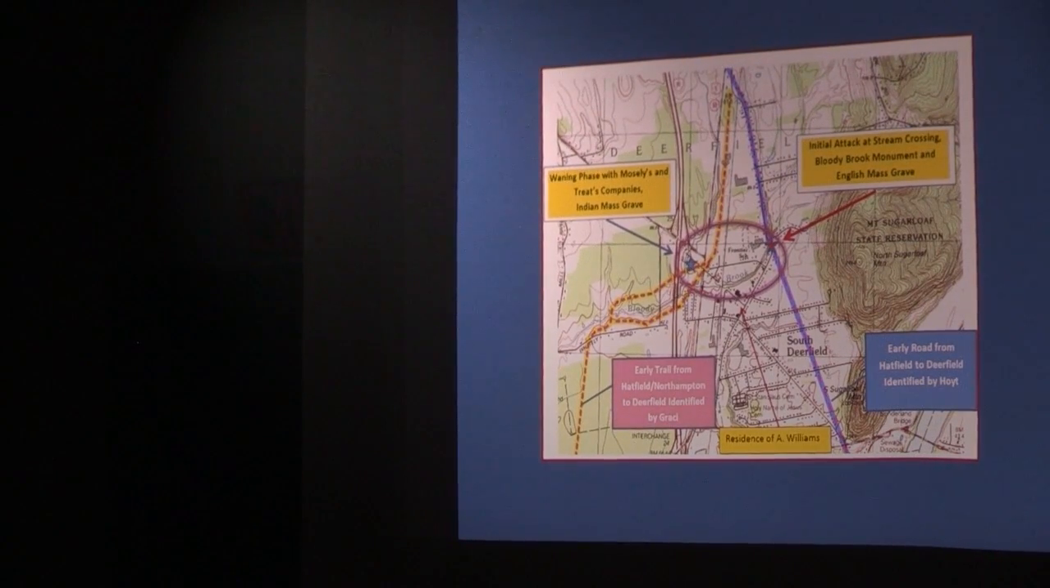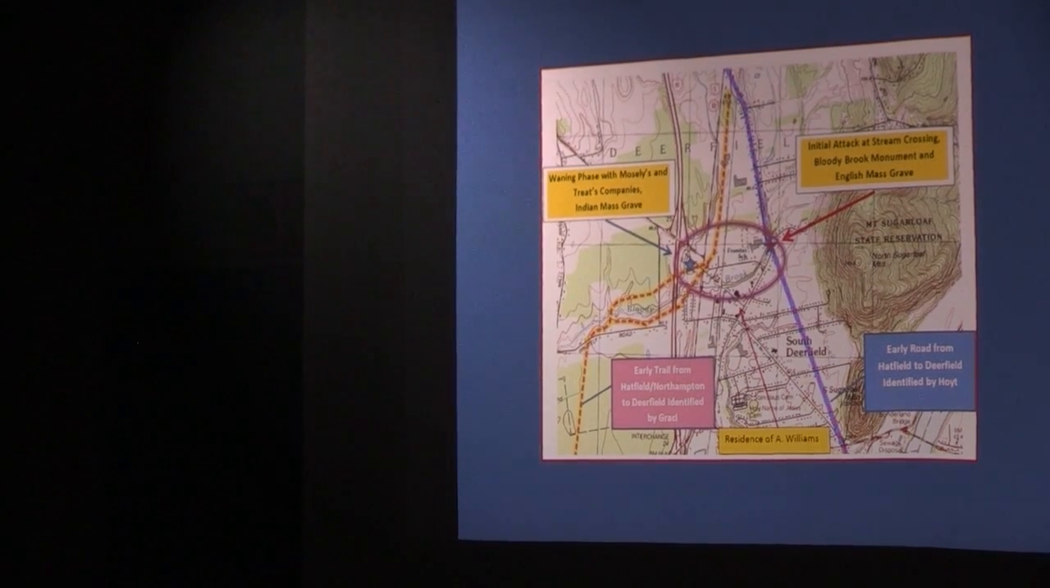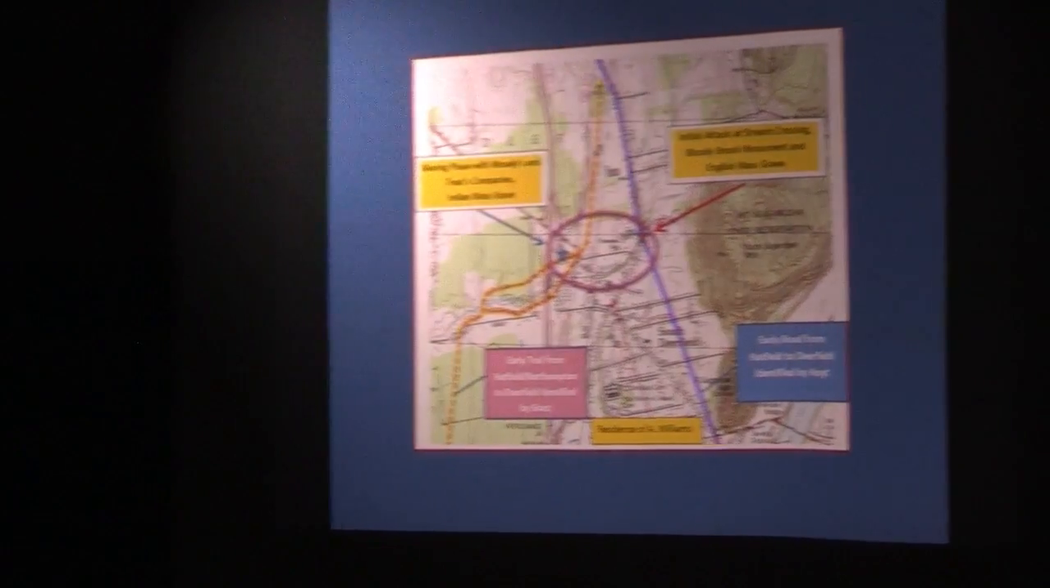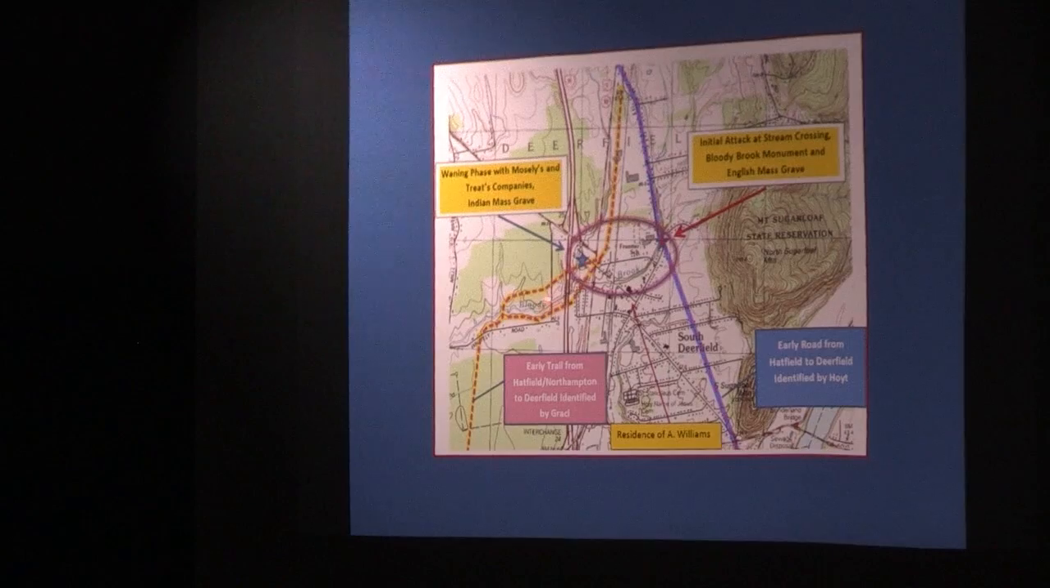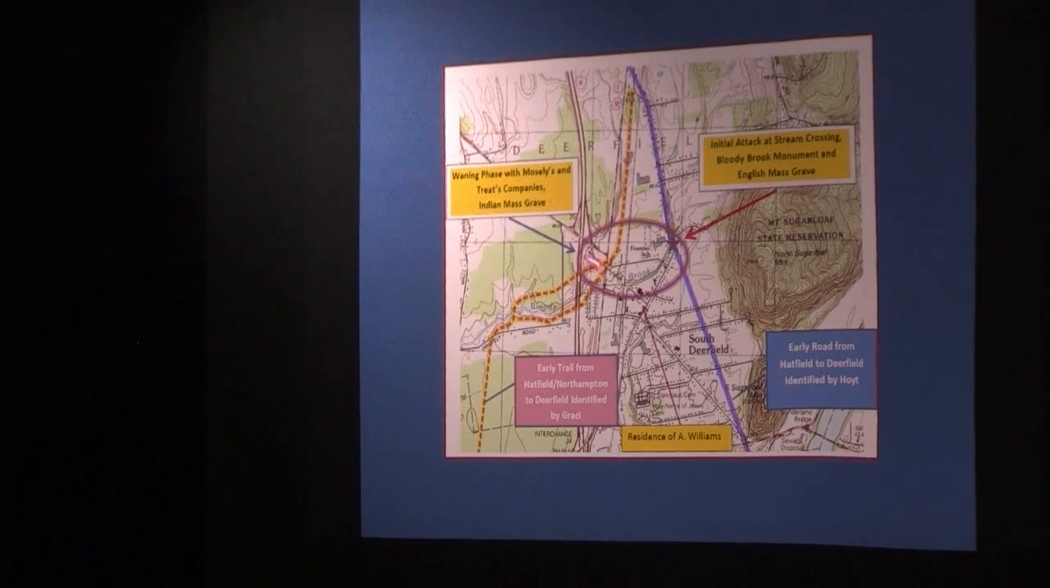Right by Conway Road, right in the pumpkin patch. What's the red dotted line? The red dotted line, if you've read David Gracie's Standing on History, this was his proposed Pocumtuck Trail and where the Bloody Brook Massacre took place. And part of the reason I wrote another article is to disagree with him.